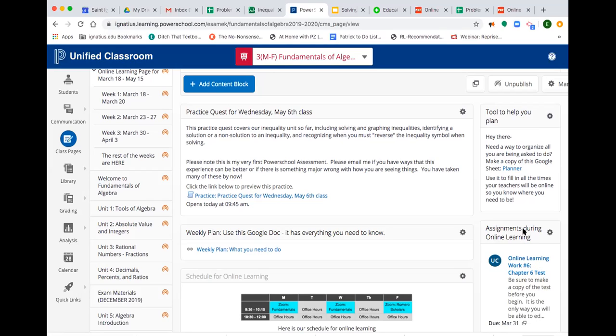So Jamarian, when you click, do you see this where it says practice quest for Wednesday, May 6th? Yep. When you click that blue link, what happens? It took me to this. I don't know if you can see it. It says practice quest for Wednesday, May 6th class. Start practice test. Yeah, start. So hit that. All right.